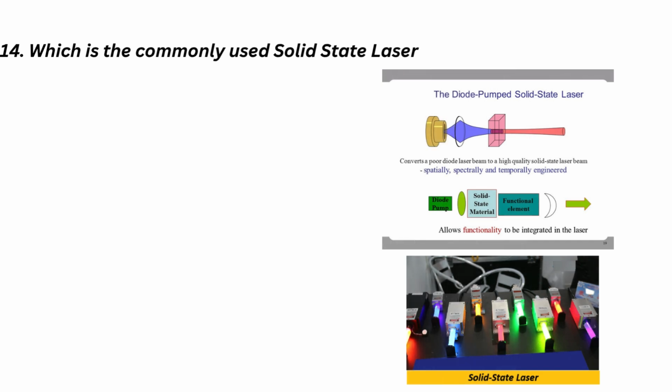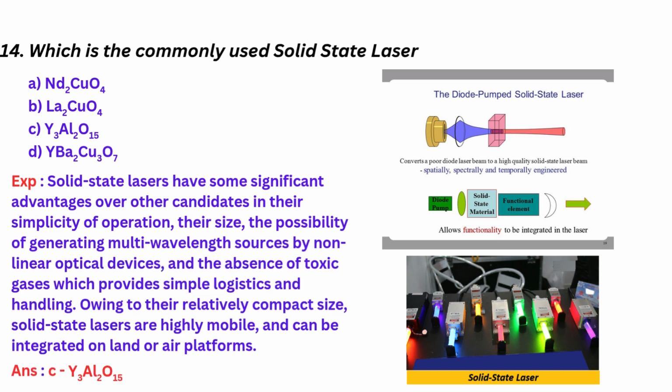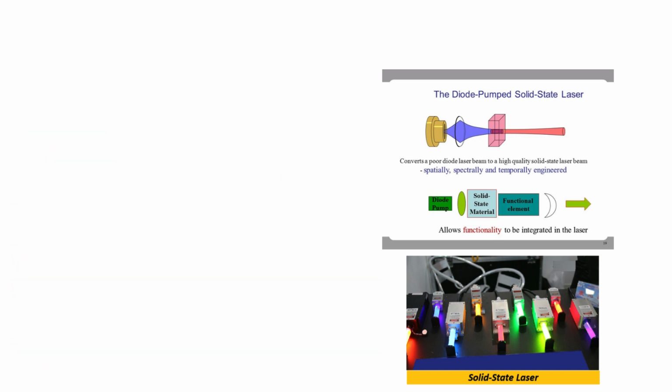Which is a commonly used solid state laser? Here four options are given: Nd2CuO4, La2CuO4, Y3Al5O12 and YBa2Cu3O7. So which is commonly used for solid state laser? The third is the correct one.